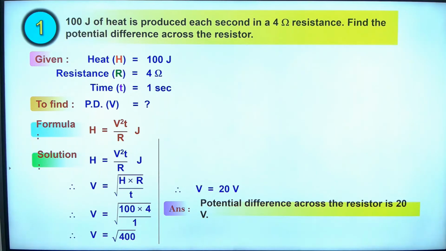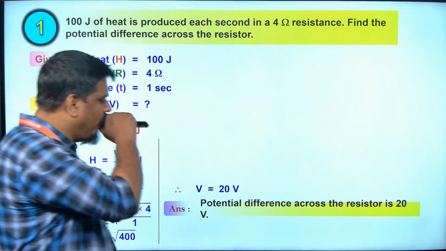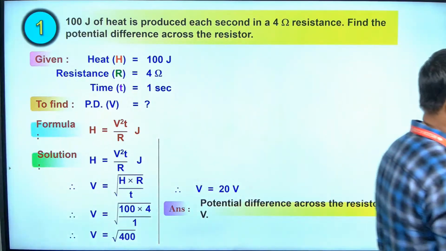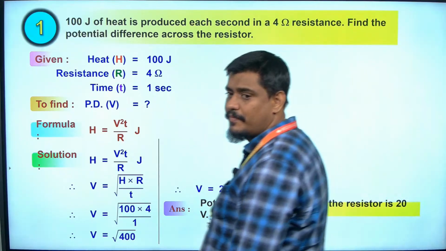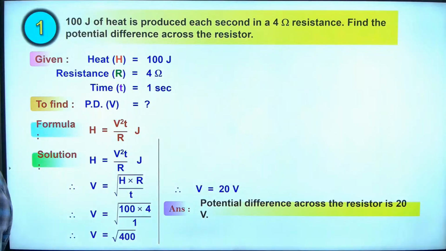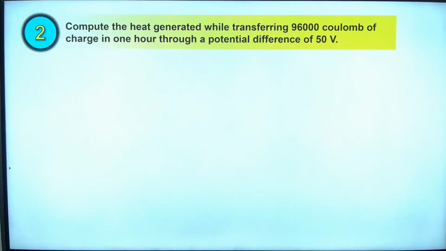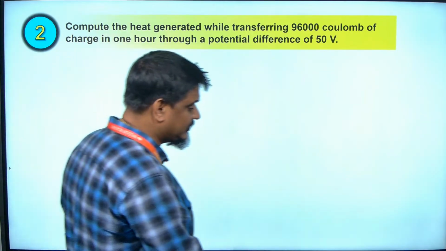Anybody has a problem in this? Based upon the given data, you can decide what formula to be used. Don't think why I did not use I square RT, because I is not given here. Based upon what is given only you should use the formula. If they had asked you to find the current, then I should use the I square RT formula. So please be careful about solving. Next question, fast. Don't take much time, solve it fast.